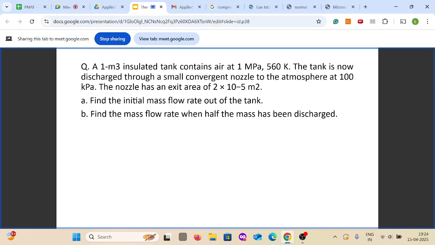So next question, the final question: we have a 1 meter cube insulated tank containing air at 1 megapascal and 560 Kelvin. The tank is now discharged through a small convergent nozzle to the atmosphere at 100 kilopascal. The nozzle has an exit area of 2 into 10 power minus 5 meter square, or 0.2 centimeter square. Find the initial mass flow rate of the tank and find the mass flow rate when half the mass has been discharged.